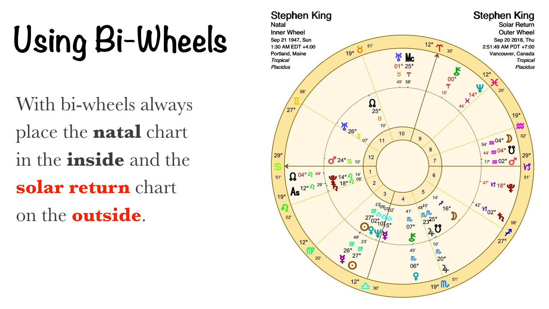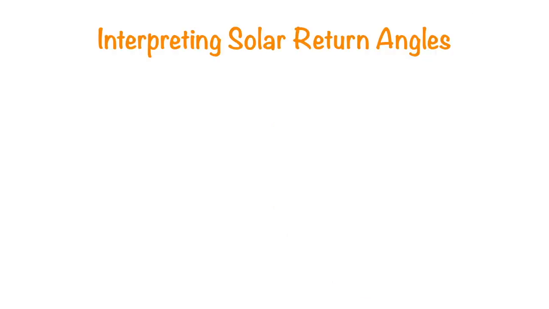So in this particular chart, we have Stephen King's natal chart on the inside, and the sun there, as you can see, is at 27°23', and so is his solar return sun as well. So we've laid the two charts on each other. And the point of this is that you want to be looking at it and interpreting it in different ways. So you would look at the solar return angles.